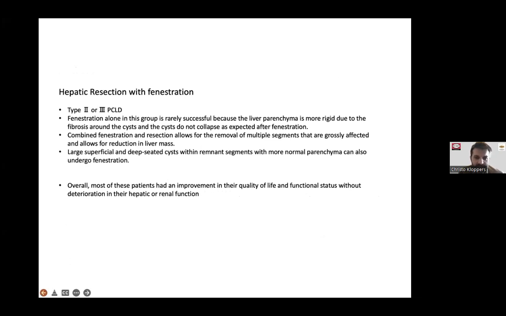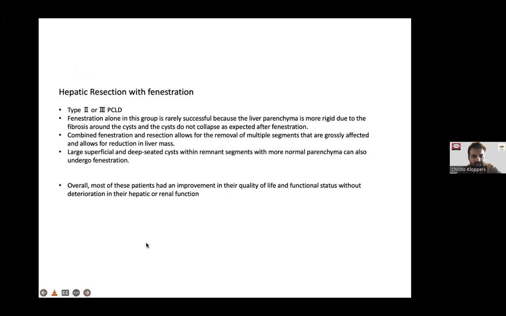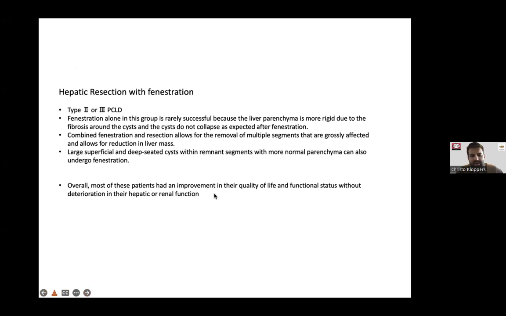Sorry, I jumped a slide now. This could be done laparoscopically too, although sometimes it's quite tricky to find these cysts, especially in a deformed, stuck liver in the right lateral or so in 6 or 7, or even in a high up segment. So it could be done laparoscopically, but I think you need to know exactly which cyst you're going to target in those cases.